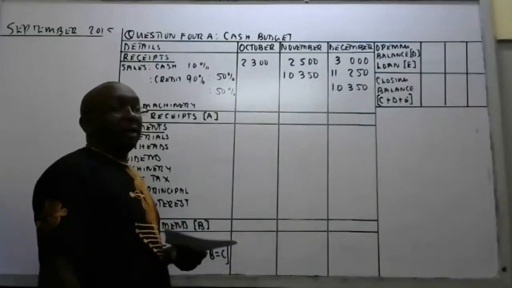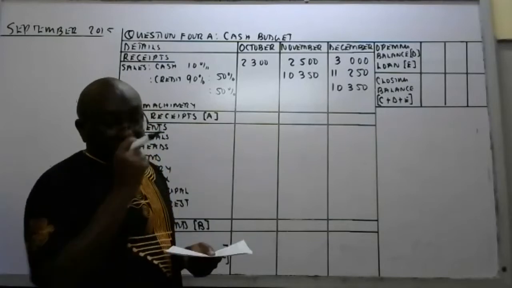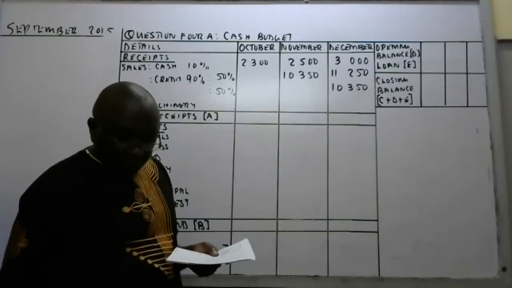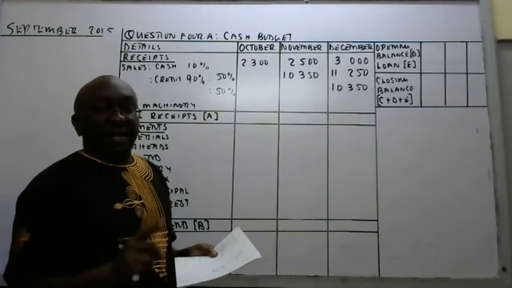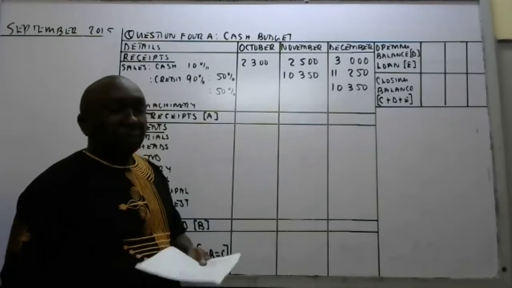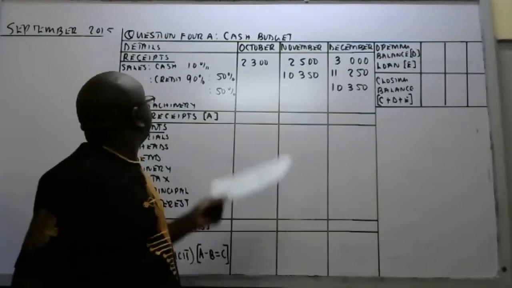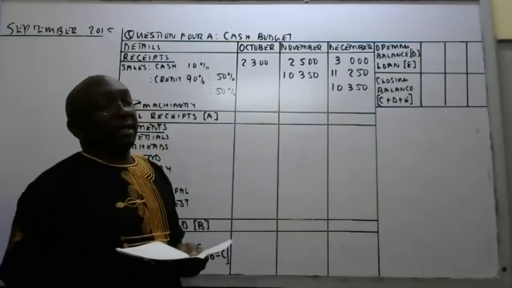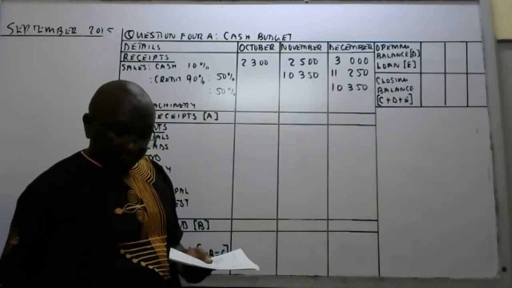September. September sales were 21,000. Here 21,000, we received about 10%. So we still have a debt of 90%, so you multiply by 0.9. If you get 21,000, you multiply by 90%. You do the debt, how much was it? You are getting how much?